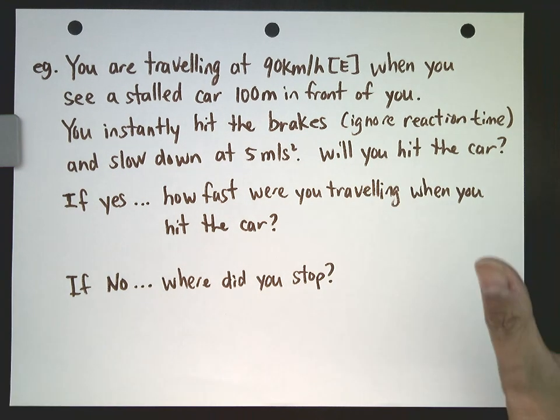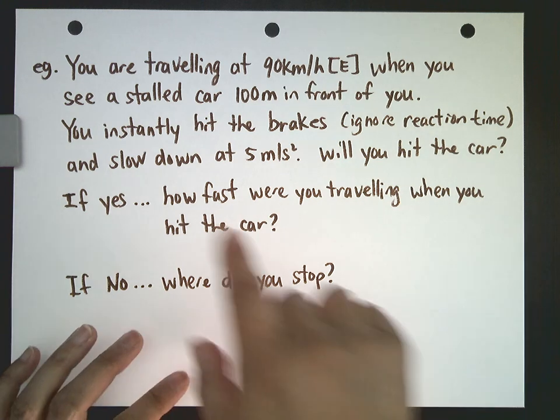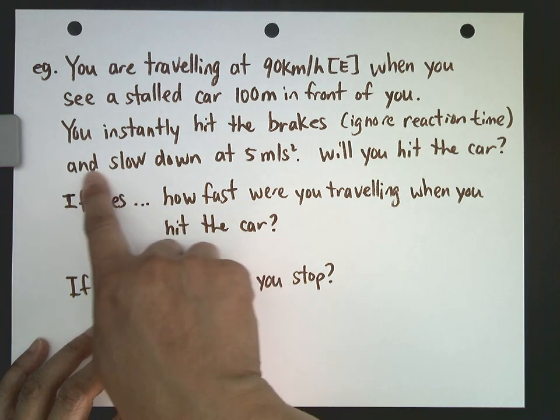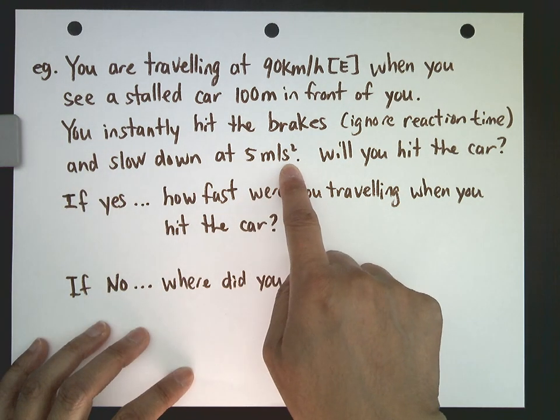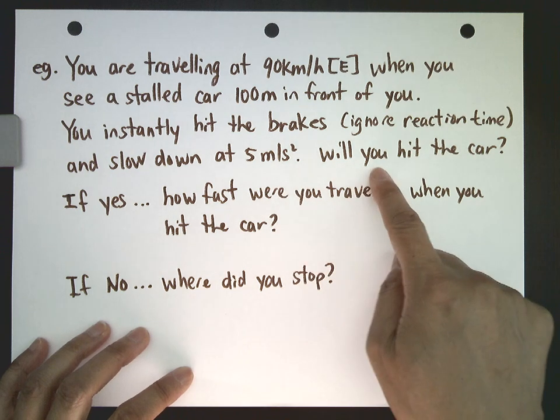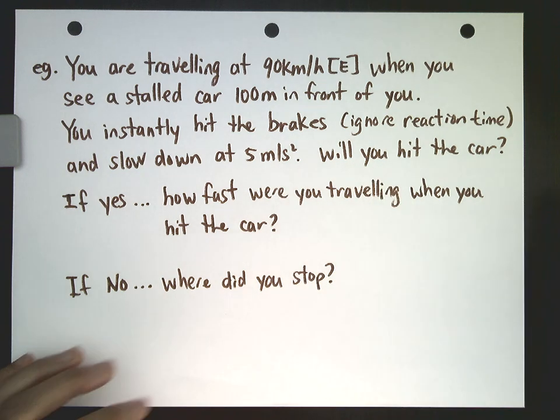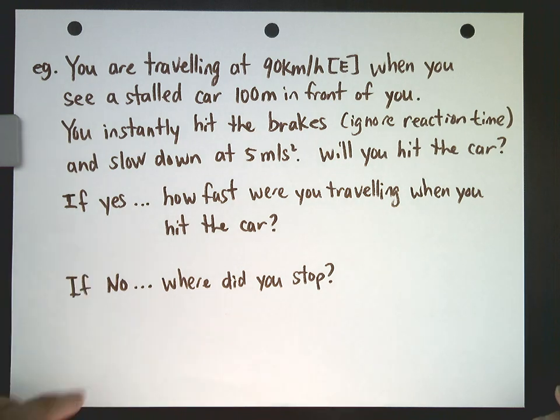So we're going to ignore reaction time, which we will talk about in another lesson. We're going to instantly hit the brakes, which is kind of impossible, but we are going to now slow down at 5 meters per second squared. Will you hit the car? There is a yes and no component to this question. If yes, how fast did you hit it? And if no, where did you stop? How far away were you from that car?